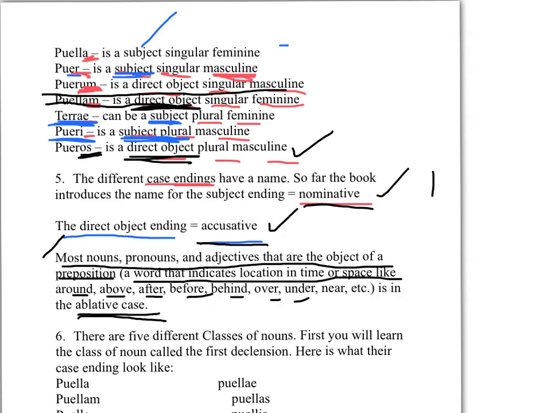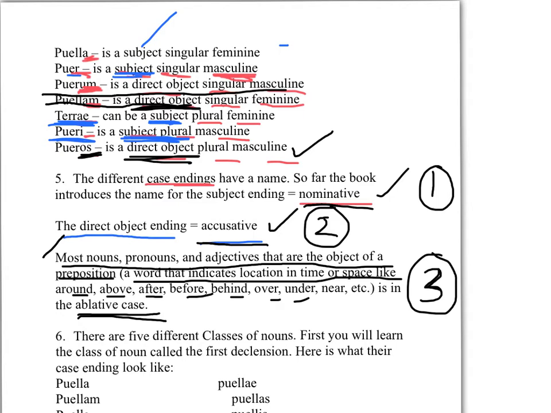Three case endings so far. There are going to be more in this class. Sorry, 2 goes right there, and 3 down here. There's going to be more case endings in this class, but so far the book wants you to be aware of the nominative for the subject, the accusative for the direct object, and the ablative case ending for the object of a preposition. Object of a preposition is the noun that follows a word that indicates location in space or time, like around, above, about, before, behind, over, under, near, etc.